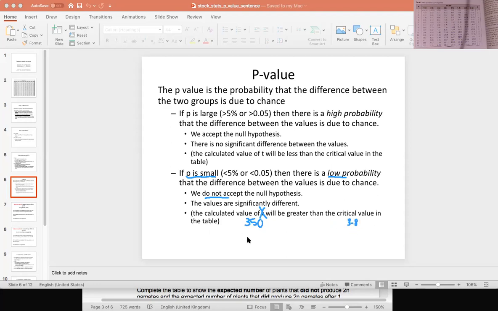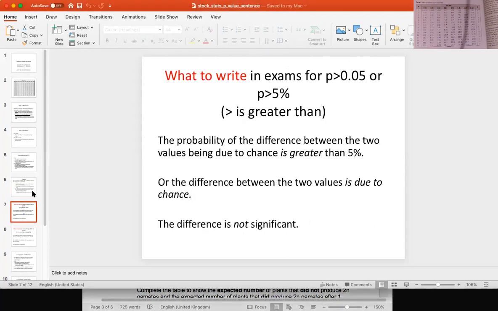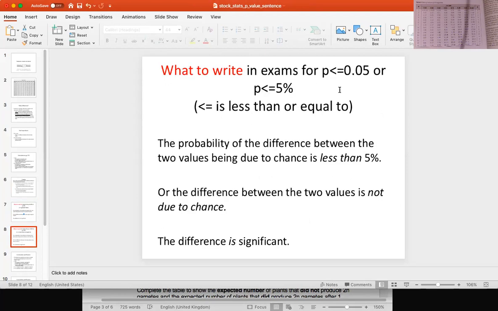So when we have a situation where the calculated value is greater than the critical value, then we know that p is less than 0.05. Okay, so what to write? These are the stock sentences that I want you really learning. So this is for if p is greater than 0.05. This is if p is less than 0.05, which it is in this particular example.